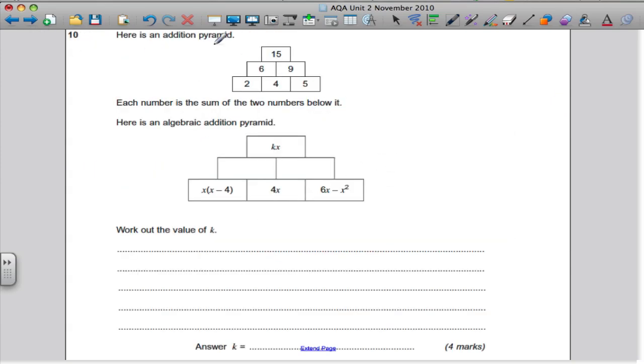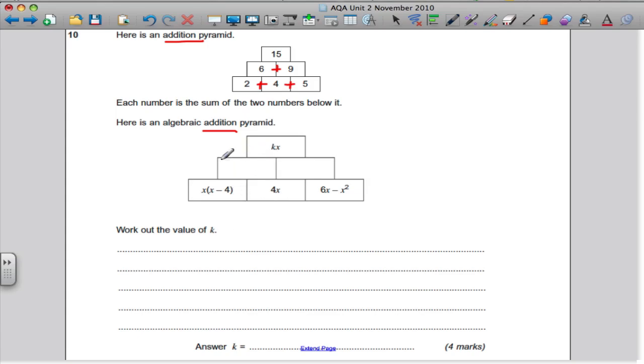Okay, question 10. Here is an addition pyramid. Each number is the sum of the two below it. So 6 is the same as 2 plus 4, and 9 is the same as 4 plus 5, and 15 is equal to 6 plus 9. Here is an algebraic addition pyramid. Work out the value of k.